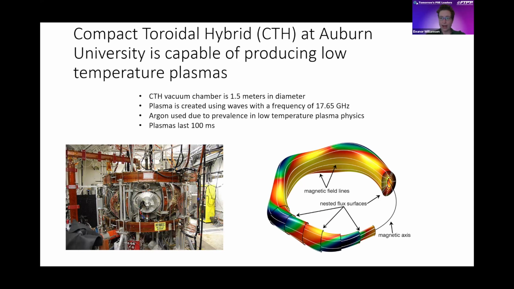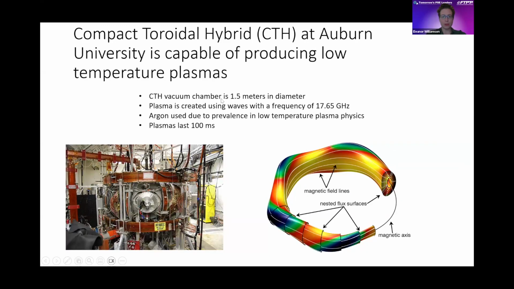The primary experiment on which I use the diagnostic is the Compact Toroidal Hybrid, that is CTH, at Auburn University. It is typically used to make high temperature plasmas used for fusion research, but in my case, I use it to make low temperature plasmas so I can get partially ionized plasmas. Here's a picture of the experiment, and here's a schematic of the plasma.